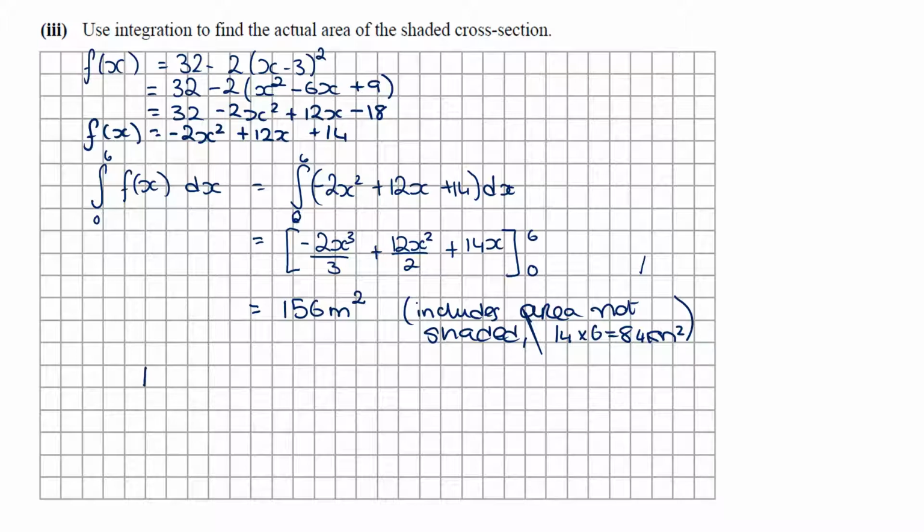So the area shaded is equal to 156 minus 84, which gives me 72 meters squared. As you can see, the actual area is a little bit higher than what we got using the estimation of the trapezoidal rule. But they're in or around, so we had 70 using the trapezoidal rule and 72 using our integration methods.